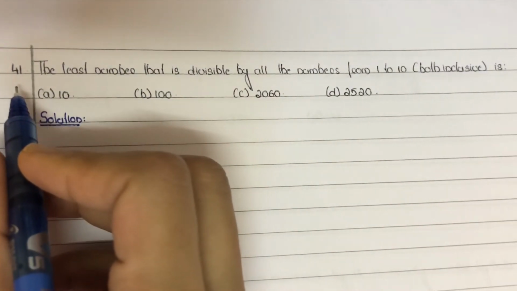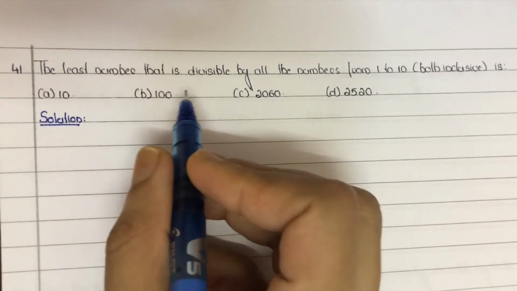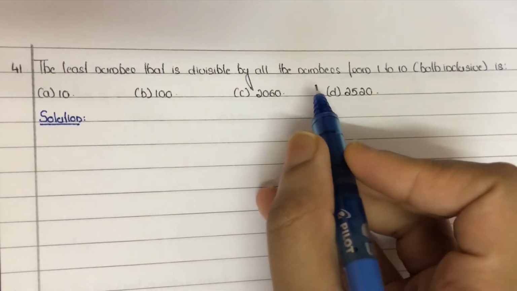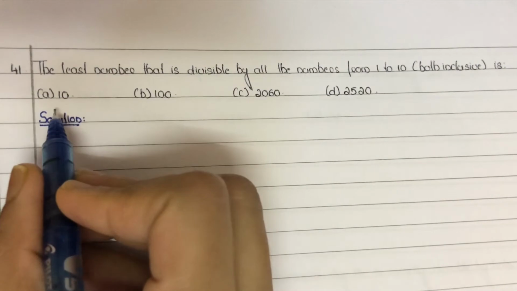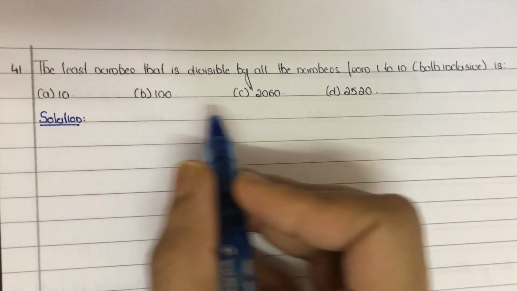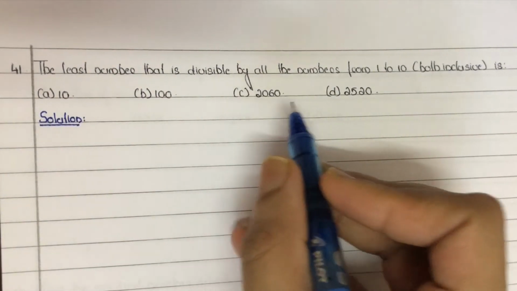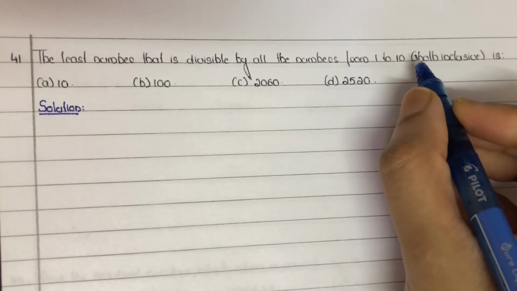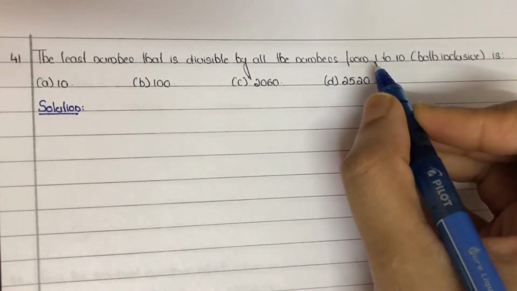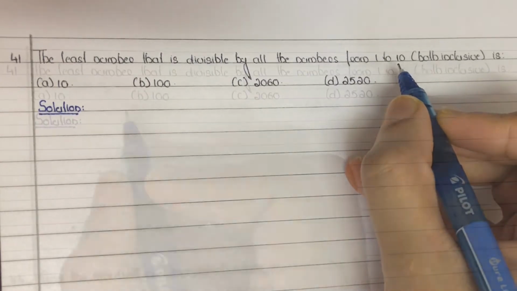Question number 41. The least number that is divisible by all the numbers from 1 to 10, both inclusive, is: option A 10, option B 100, option C 2060, option D 2520. What's the meaning of this both inclusive? Both 1 and 10 are also included.